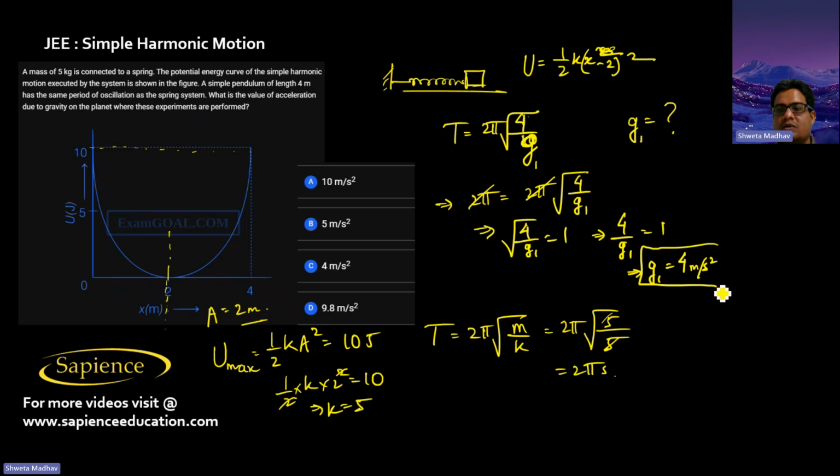The acceleration due to gravity on that planet where these experiments are being performed is 4 meter per second square. So option C is the answer.